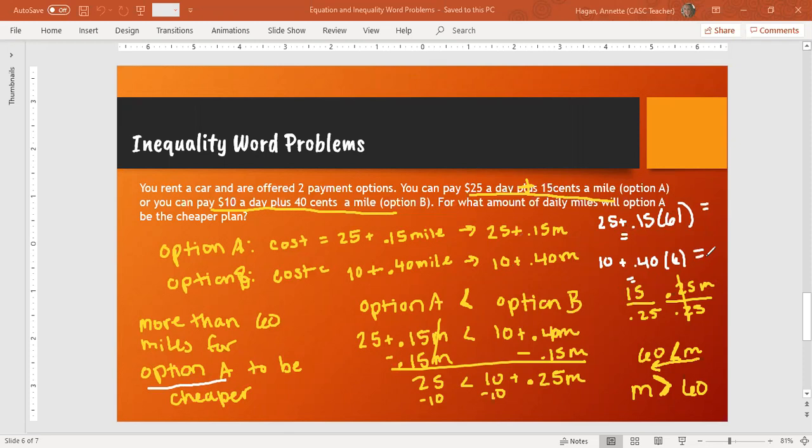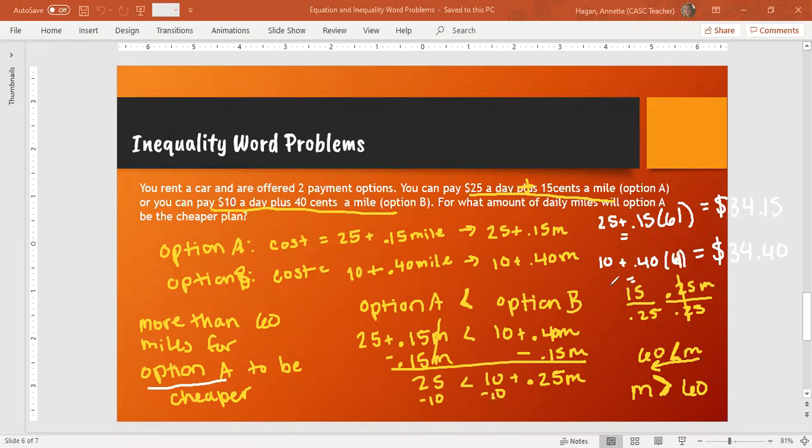So 15/100ths times 61 plus 25 is going to be $34.15. And then I'm going to do the same thing, 4/10 times 61 plus $10. It's going to be $34.40. So it's not that much cheaper, but it is cheaper.